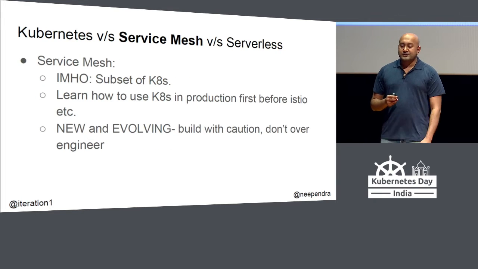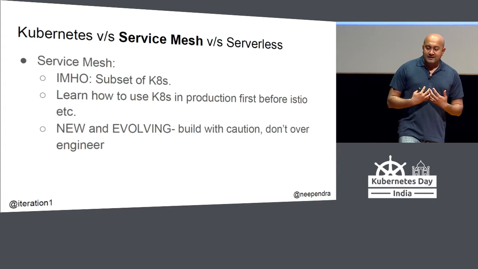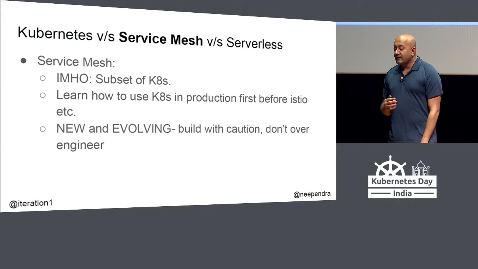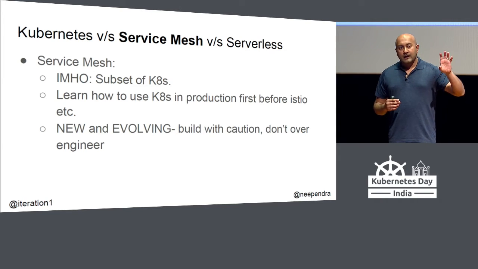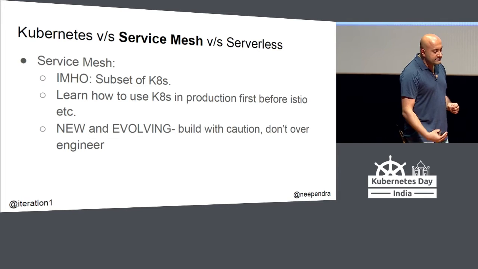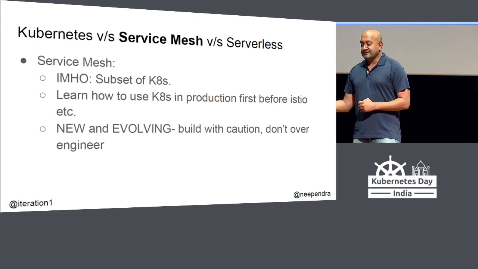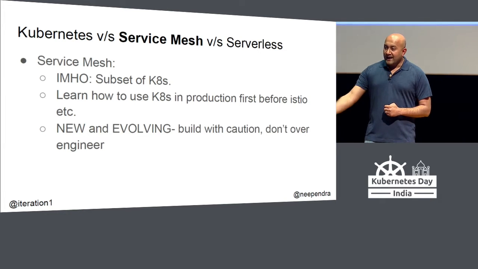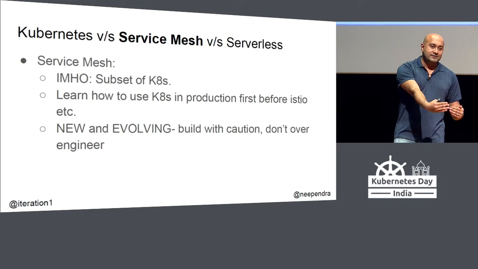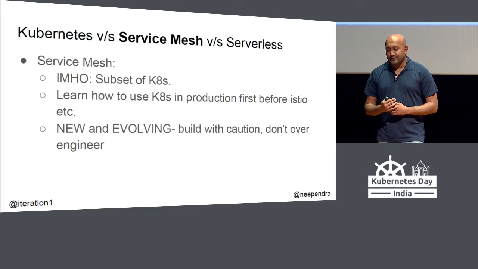With respect to service mesh, everybody has an opinion, but my opinion is that service mesh is kind of a subset of Kubernetes. It works great in a bunch of use cases, but before you start using Istio and a bunch of other stuff, get some experience running Kubernetes in general, because you will have issues. A lot of these things run on top of Kubernetes, so if you don't know how to manage Kubernetes in a production setting, you might be setting yourself up for failure.